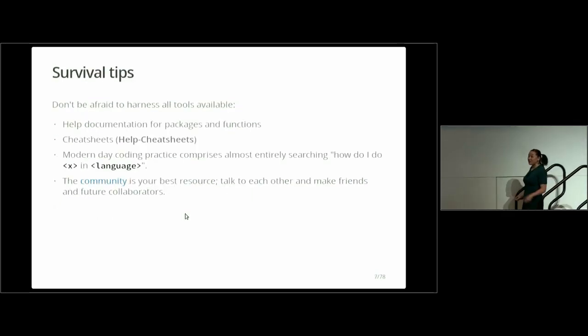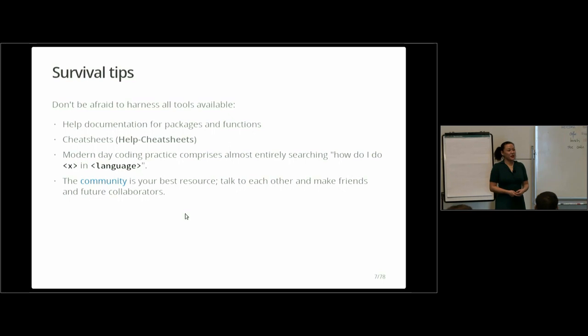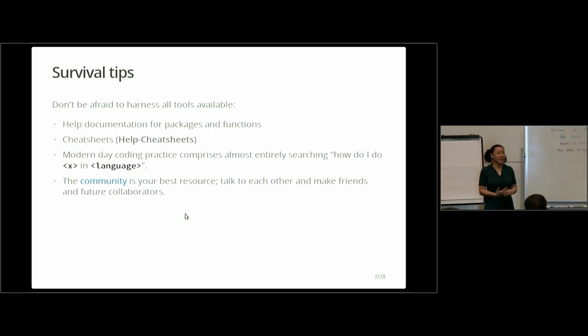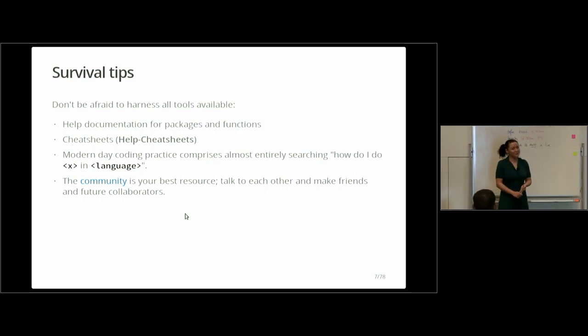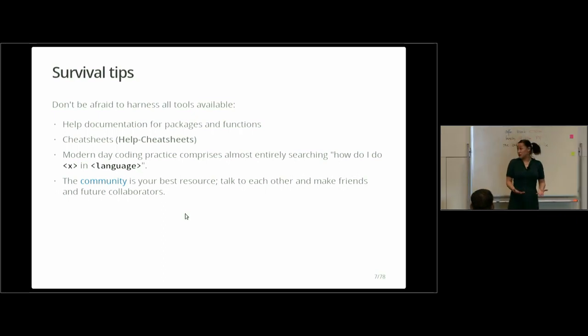And survival tips, which I think Kim touched on before: nobody learns it all in undergrad, absolutely nobody. And so we need to avail ourselves of everything that we can. There's help documentation, cheat sheets, we're going to make a great deal of use of those today. And I think it's really important to underline that modern day coding, for me, comprises almost entirely of typing, how do I do X in language into the internet? And also, finally, the community, with chapters such as R-Ladies and forums like the RStudio community forum, which I highly recommend, are fantastic resources for learning.